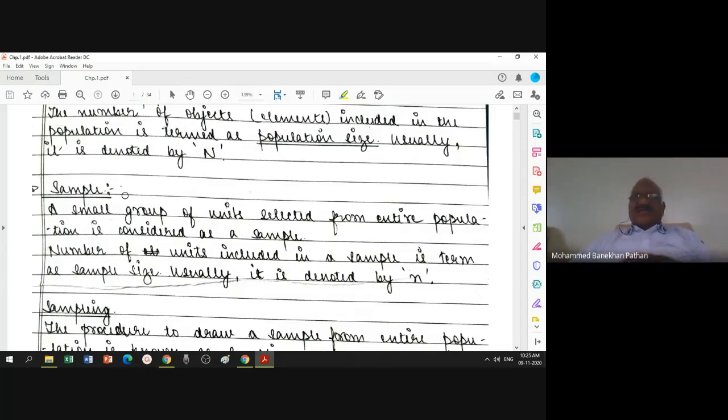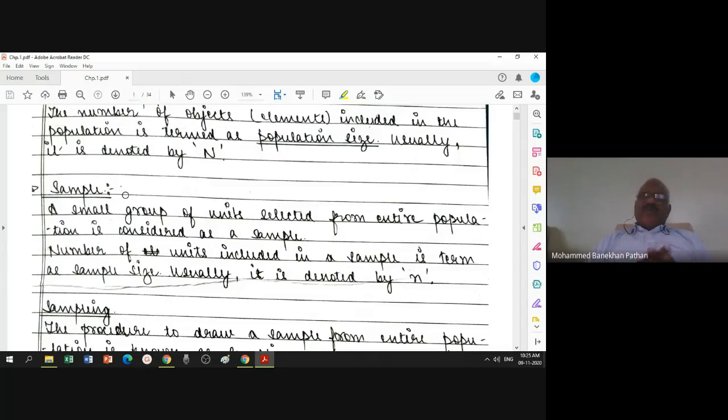Now, in this example, what is the population? The population is nothing but the entire blood of the body of that patient. So if you try to study the entire blood, I think the patient will not come back. And that is why here you have to rely on the sample, not on the population study.